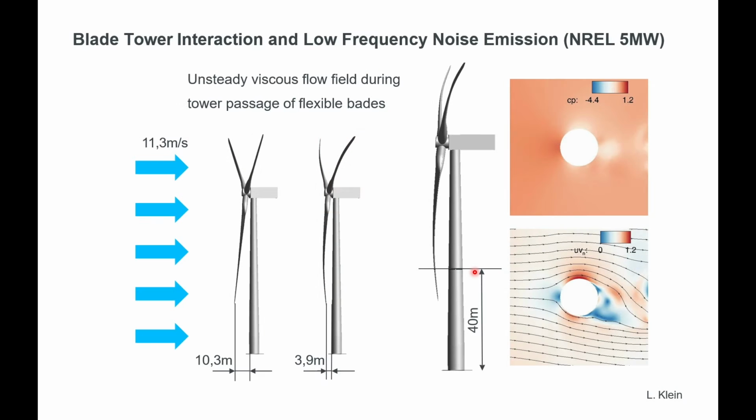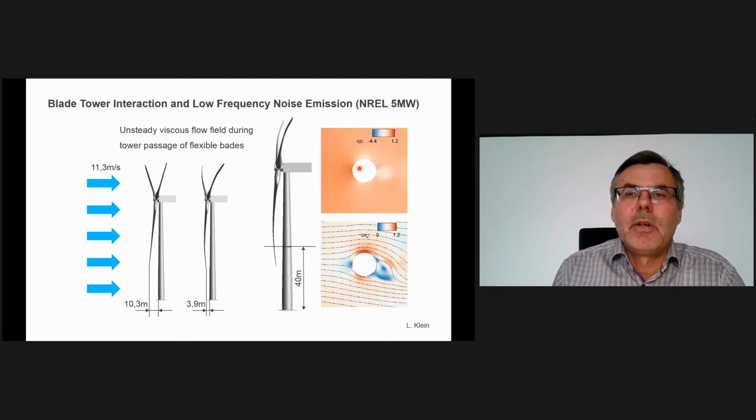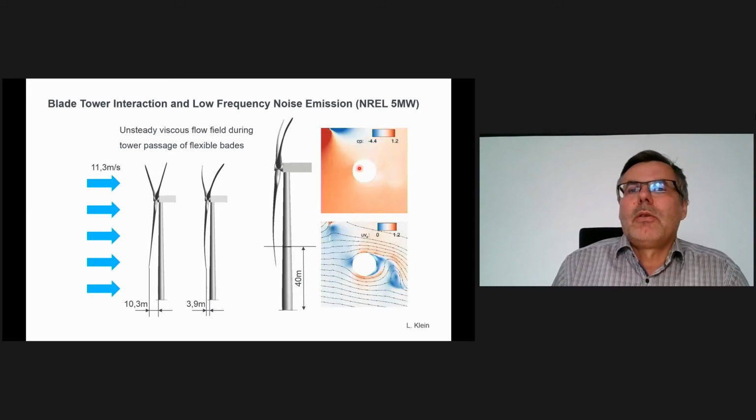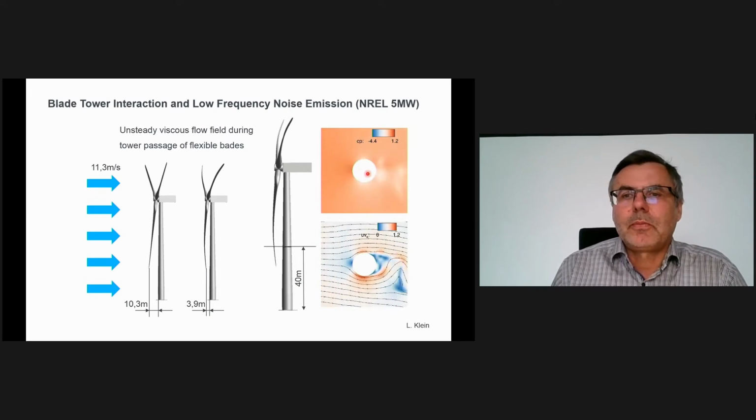That means every time the blade passes the tower, it impacts the flow field around the tower significantly. You can see the velocity field here, and the pressure field here. So we have a very unsteady pressure fluctuation imposed on the tower, and unsteady pressures mean noise emission. And the tower, unfortunately, has a very large surface, so we have a huge emitter of this low frequency noise.